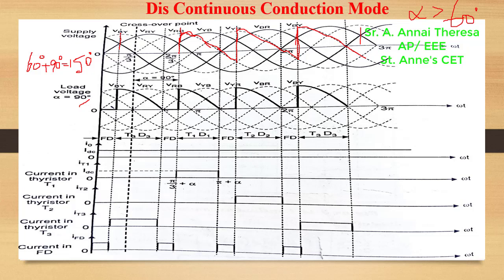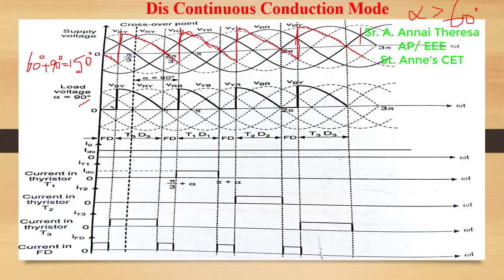So like this you can draw for the previous waveforms also. Previous one means here we are triggering the previous thyristor. For this duration VBY, which thyristor conducts? Here we will conduct T3 and D3. So this will be like this. Here you will get this negative voltage, and this negative voltage is due to this inductance effect.